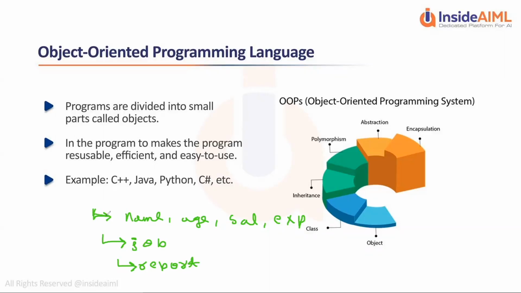A class is nothing but a kind of blueprint to store this information of your employees. You can define a structure, a blueprint to store this information of the employee. So here I want to store the name, the age, the salary and the experience. So this is my blueprint. I don't have any data as of now, but I have my blueprint ready.